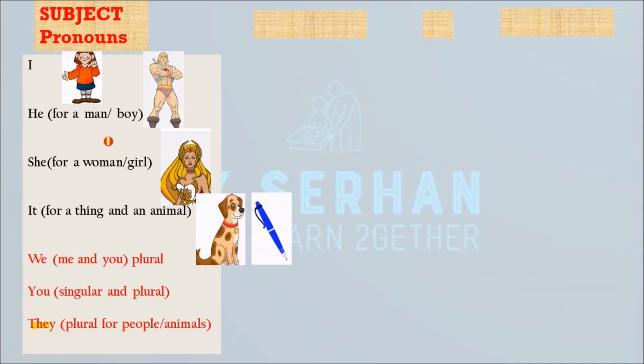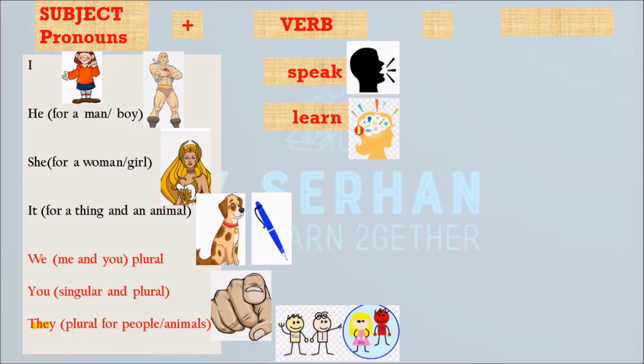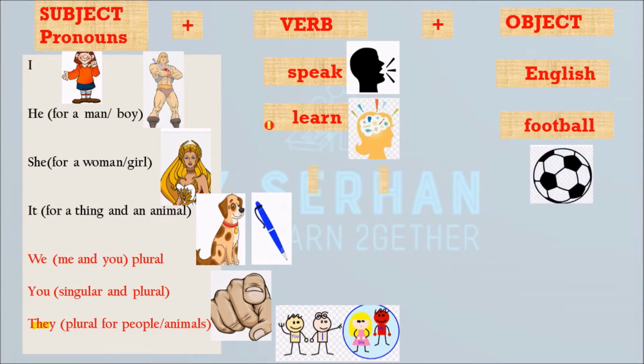And after the subject pronoun, we use a verb like speak or talk or learn. And after the verb, we use an object if necessary. For example, if I want to make a sentence, I say, I speak English or I learn English. Now I have a positive, simple sentence. Or I can say, I play football.